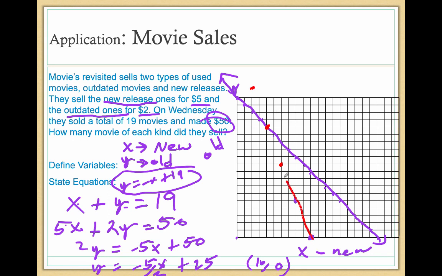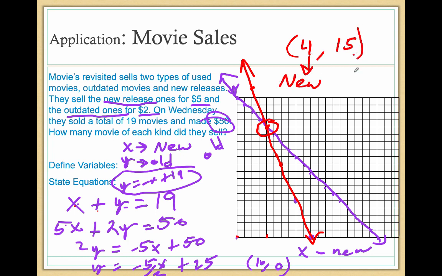So now I graph, and I want to be a little bit careful coming through here because we want to capture the one that makes it work. So my point of intersection is this guy. It looks like x is 4, right? 1, 2, 3, 4. And I don't have to count all the way up. I can say 4 plus what is 19? And it's 4 plus 15. So we have 4 new releases were sold, 15 old releases are sold. Okay? So that's solving by graphing.